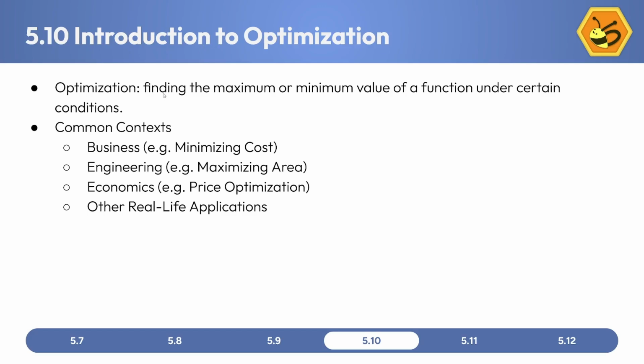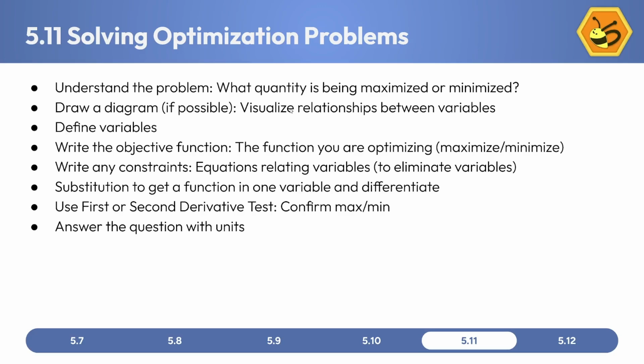So the idea of optimization is finding the maximum or minimum value of a function given some certain conditions. Some contexts you might see in business or finance, maybe something about minimizing cost. Engineering, maybe we have to maximize the area of some material. And there are many other applications where we might see this. Okay, so hopefully that makes sense. That's just a quick overview of what optimization is.